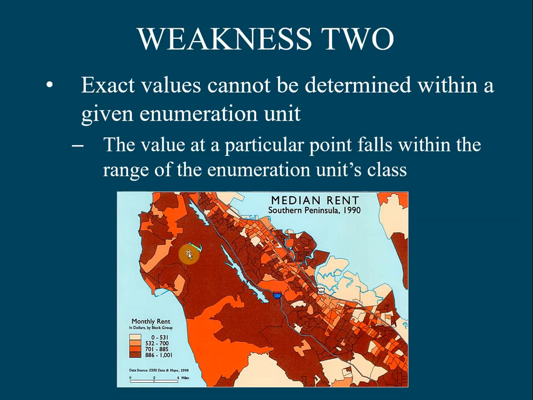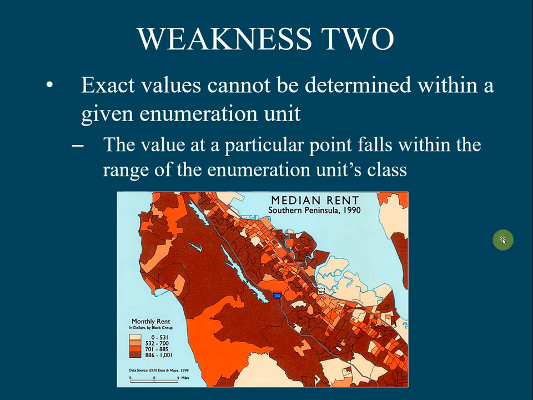I could have parts of this block group that are relatively cheap, that might even be in the 0 to $531 a month range. Of course, it's 1990, so we'll never see these prices again. But it's just another issue. Again, it ties back into the whole thinking it's uniformly distributed. This range of rents is not everywhere here. It's just that the average rent cost is going to fall within this range.